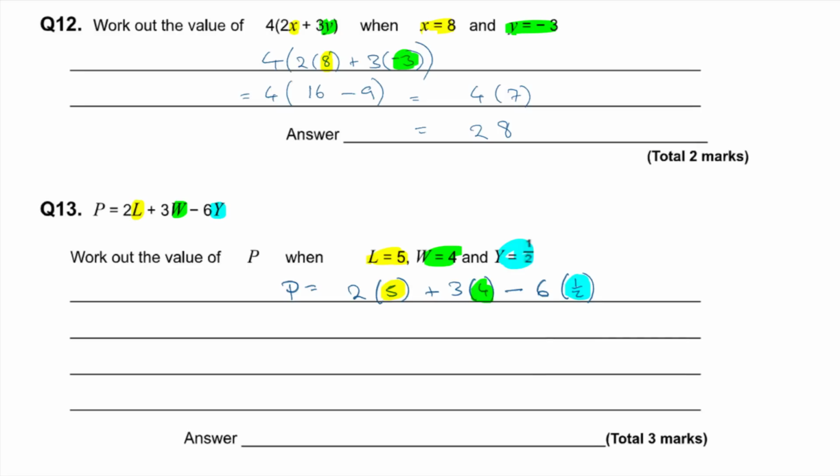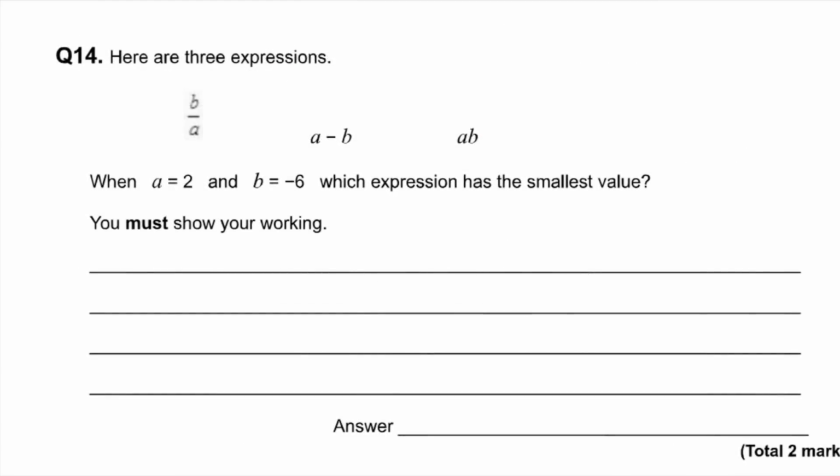Okay, so then once we've got the numbers in, then we can work them all out then. So 2 times 5, that's 10, 3 times 4, that's 12, and minus 6 times a half, half of 6 is 3, that's going to be minus 3. So I've got 10 plus 12 minus 3, 10 plus 12 is 22, take away the 3, that's 19. That's my final answer. Question 14, here are 3 expressions.